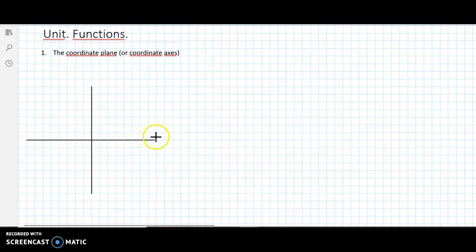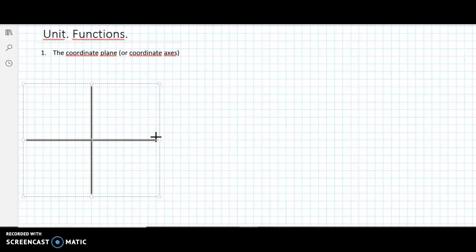Okay, so we have two perpendicular straight lines, and the horizontal straight line is called x-axis, and the vertical straight line is called y-axis. And at the center we have the origin. Okay, origin.